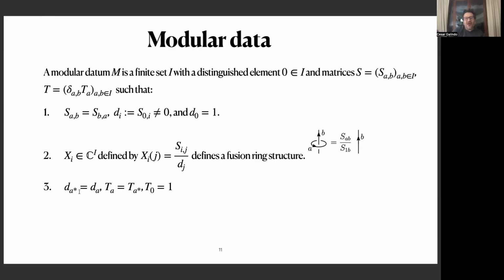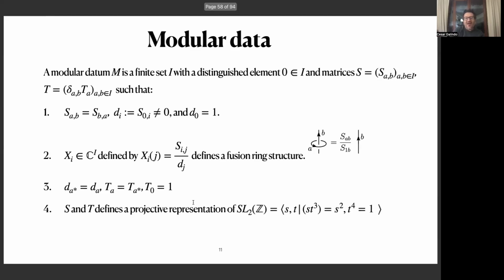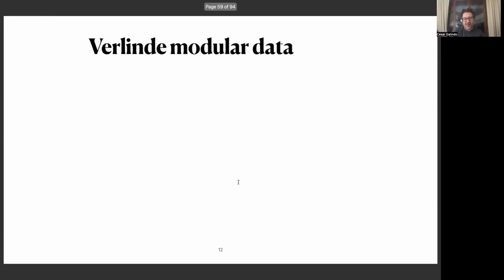The dimension has to be invariant under the involution. The same with the T, and the value of the T on the trivial element, again, should be 1. And finally, the S and the T should define a projective representation of the modular group. And this is the reason why these kinds of categories are called modular categories. There is, of course, an explanation of why exactly this happens. But again, I think I don't have enough time to explain or say something about that.